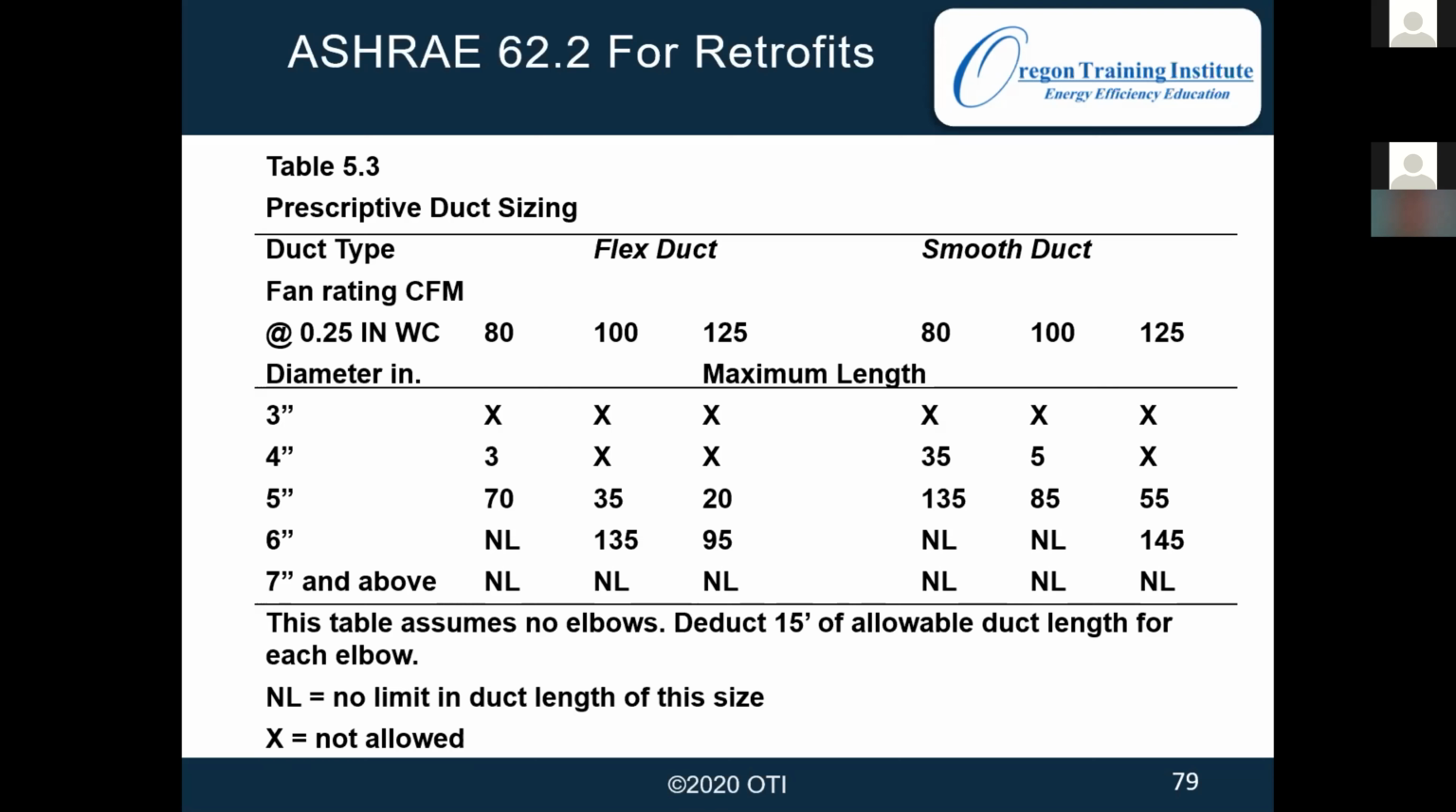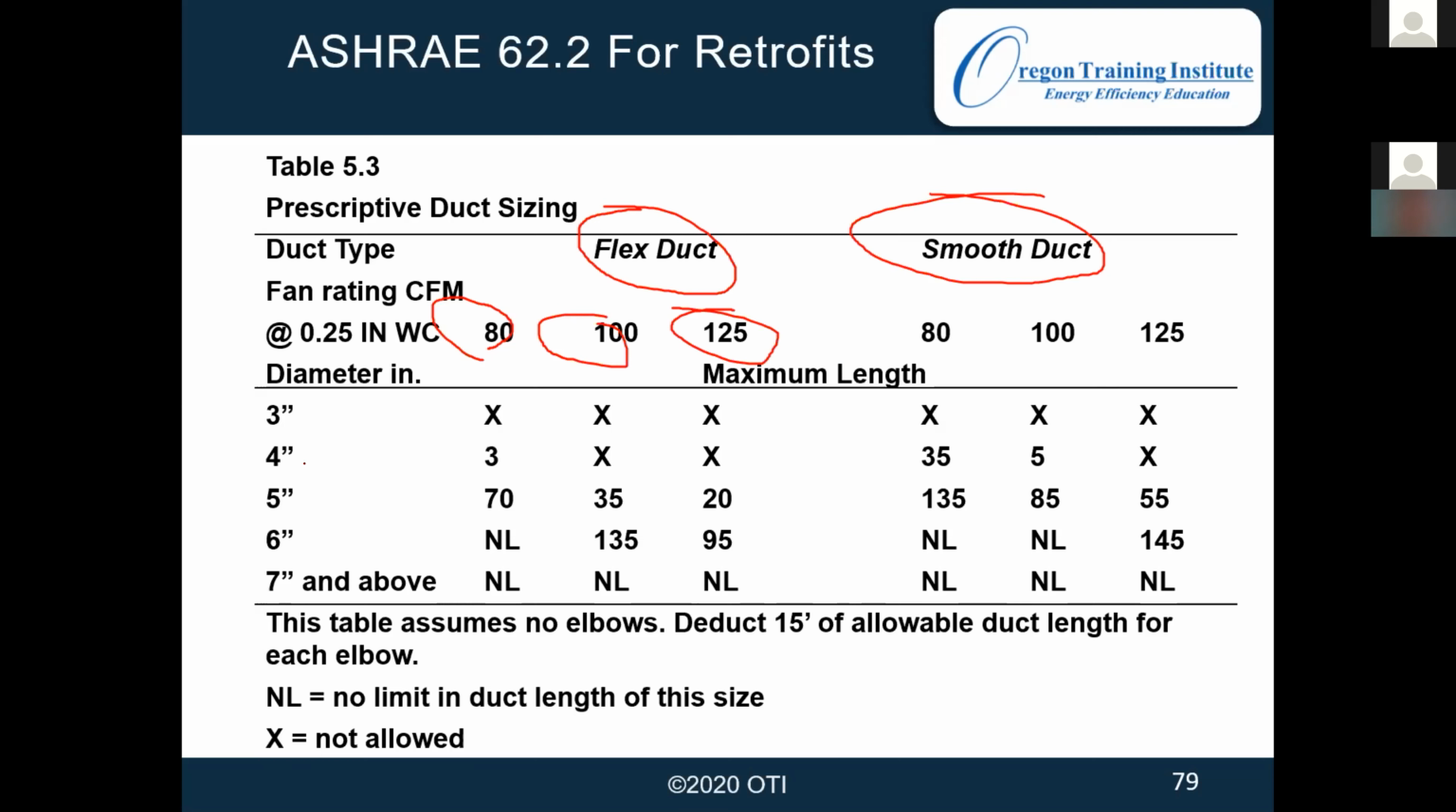This chart here is right out of ASHRAE, and it's called a prescriptive duct sizing. So this can help us determine how far we can run our ducting for our fan, depending on what kind of fan and what kind of duct material. So it has this part here, 80, 100, 125, that's the fan flow. And then we've got on the left, the flex, on the right, the hard duct.